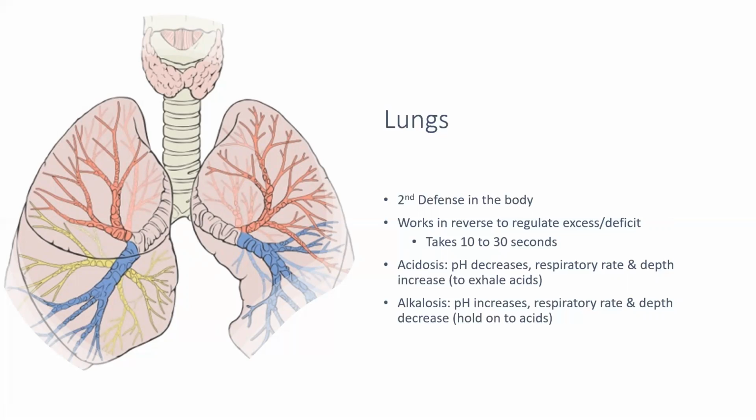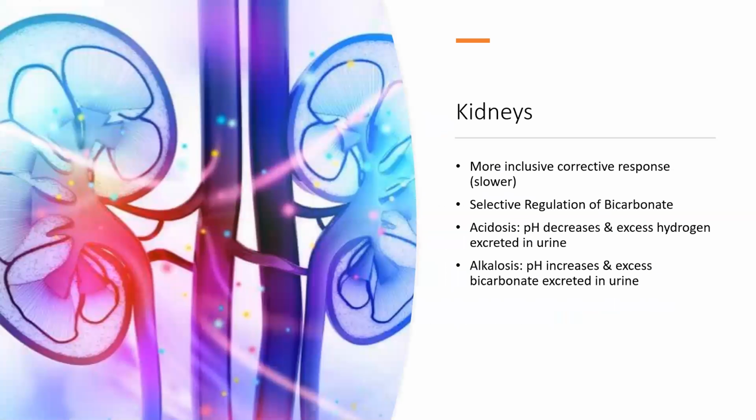Now, in a state of alkalosis, the exact opposite will happen. Our pH goes up, so higher than 7.45. And then our respiratory rate and depth actually decrease because our body wants to hold on to the acids. Because if we're alkalotic, we want more acids in order to drive down our pH. Hopefully that makes sense.